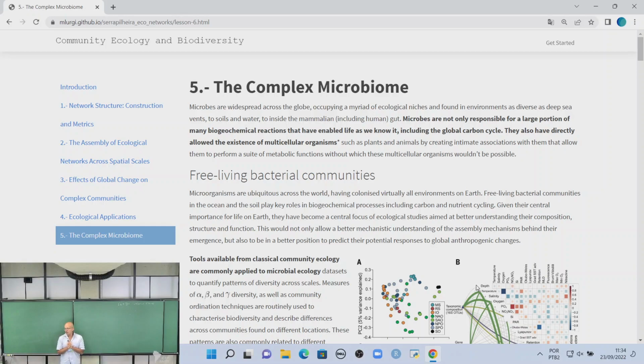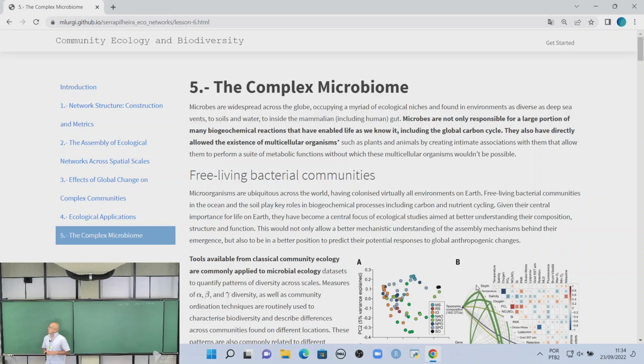So yeah, today we are going to talk a little bit about the complex microbiome, basically the bacterial communities that live in different environments, from free living environments like the ocean or the soil to the ones that are associated with multicellular organisms.